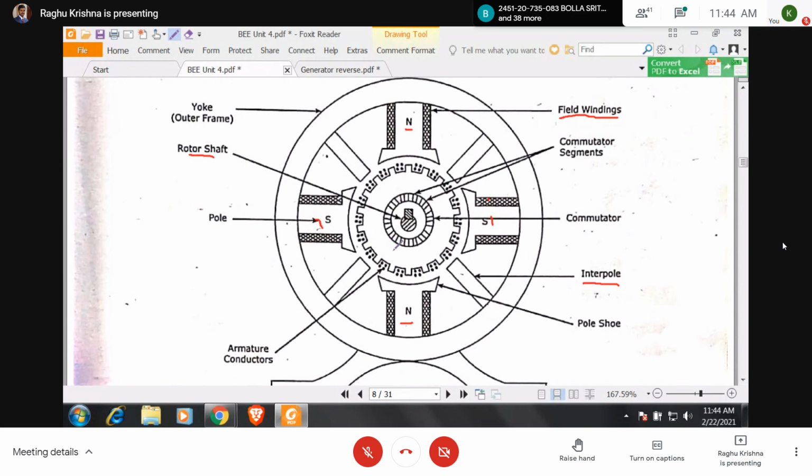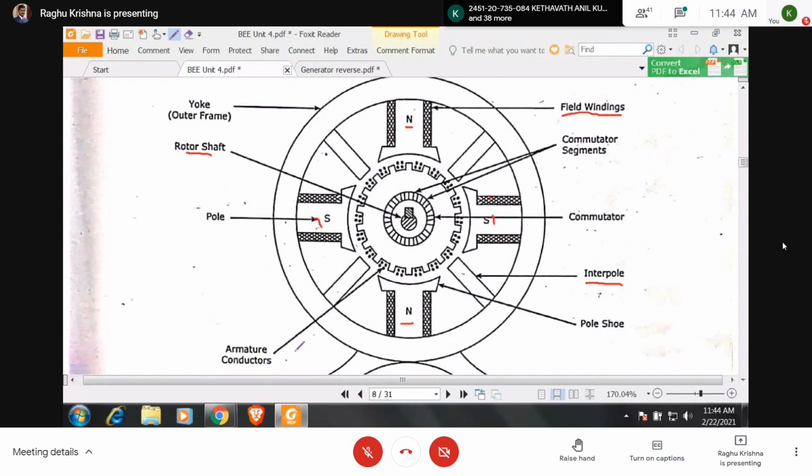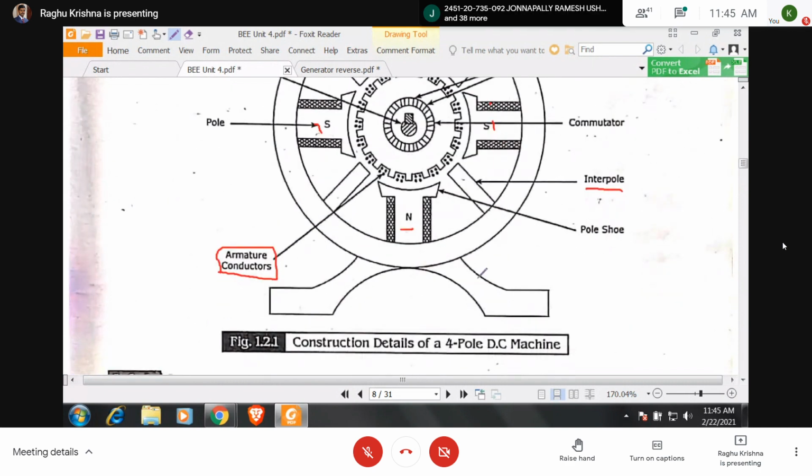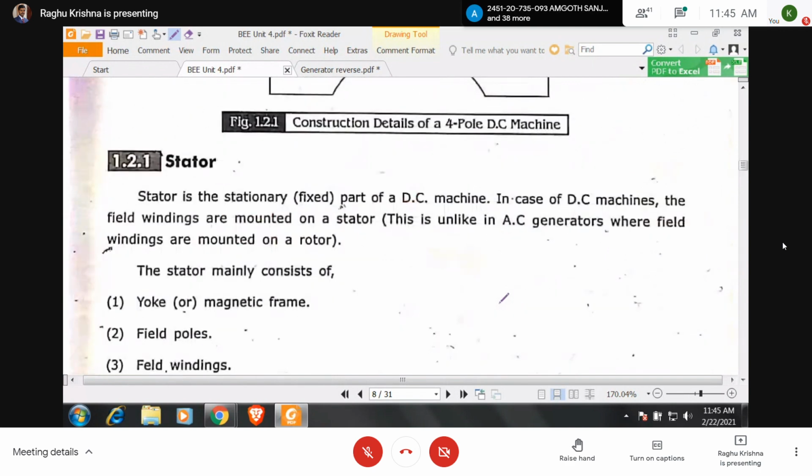On the rotor you are going to have the slots. In the slots you are going to have the armature conductors. Armature conductors are placed in the slots. This is the slot. Next, you have the commutator segments. You can see the commutator segments. This is the cross section view of a DC machine. Let us see these parts one by one.